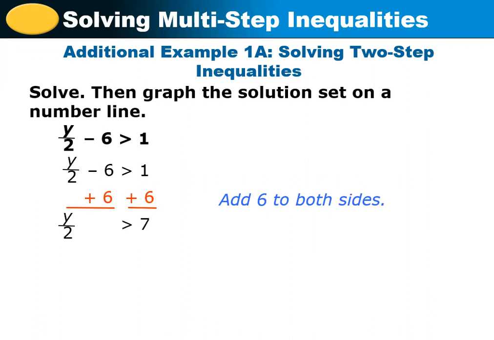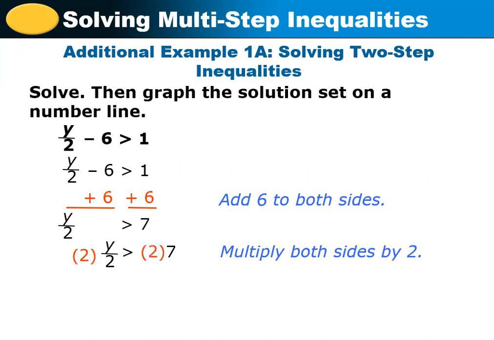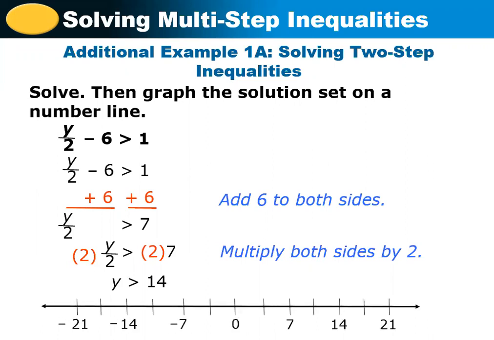What about y over 2? We are looking for only the value of y. So we will multiply both sides by 2. Why? To cancel the 2, and then it's easy to find y only, the variable y. Now we have y more than 14.